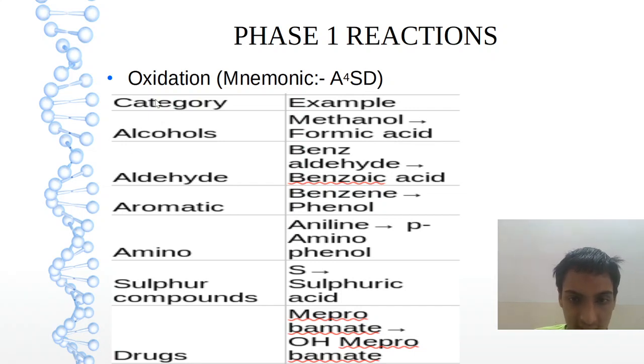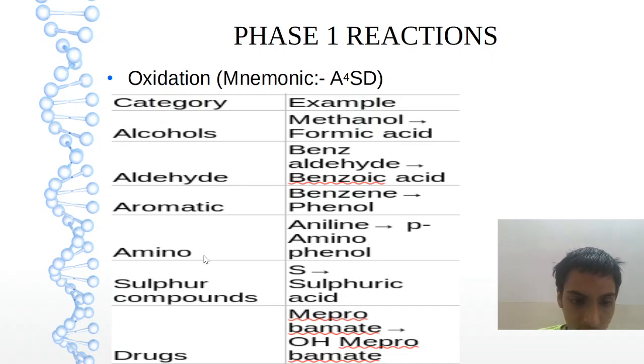Now alcohols, example methanol to formic acid, aldehyde, benzaldehyde to benzoic acid, aromatic, benzene to phenol, amino, aniline to para-aminophenol.